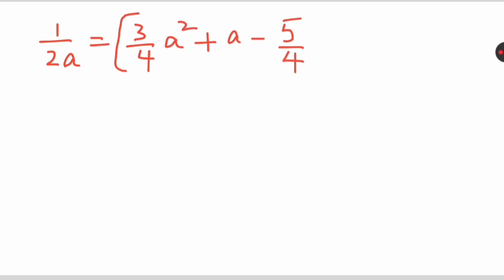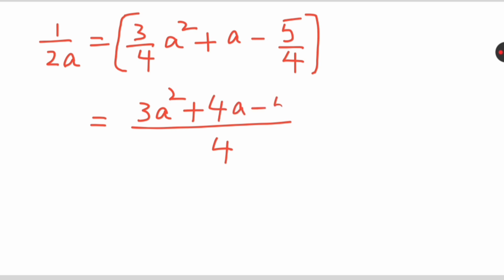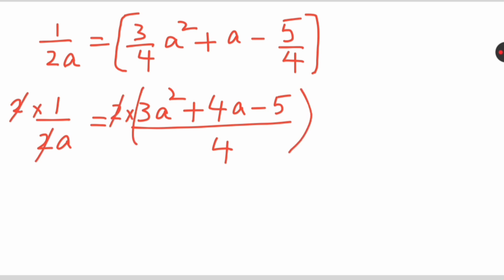Let's take the LCM in the right hand side. So we have a 4. We are going to get 3a raised to the power of 2 plus 4a minus 5. In the left hand side we have 1 over 2a. Multiply both sides by 2. Then here 2 and here 2 get cancelled, and here 2 and here 4.